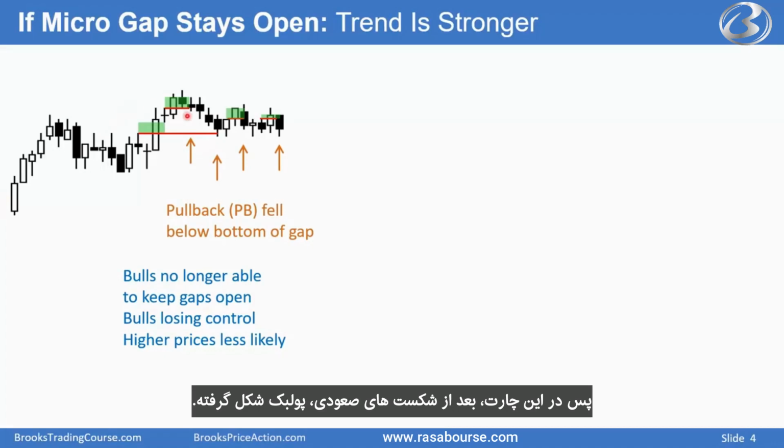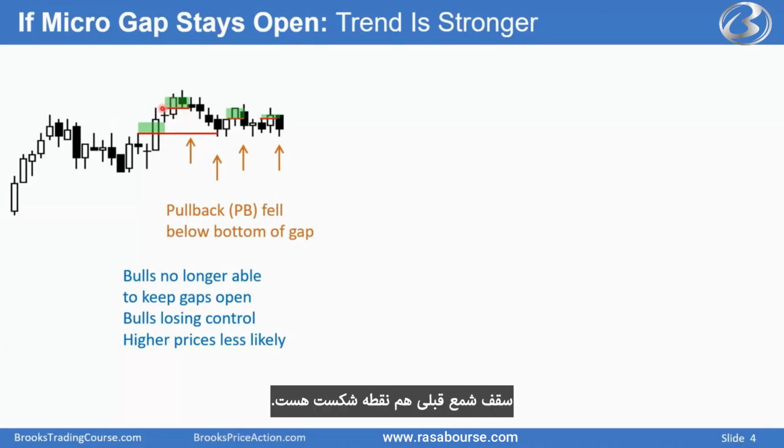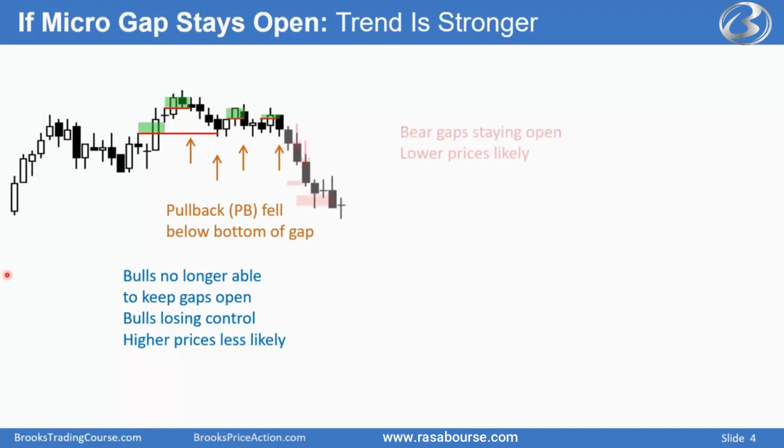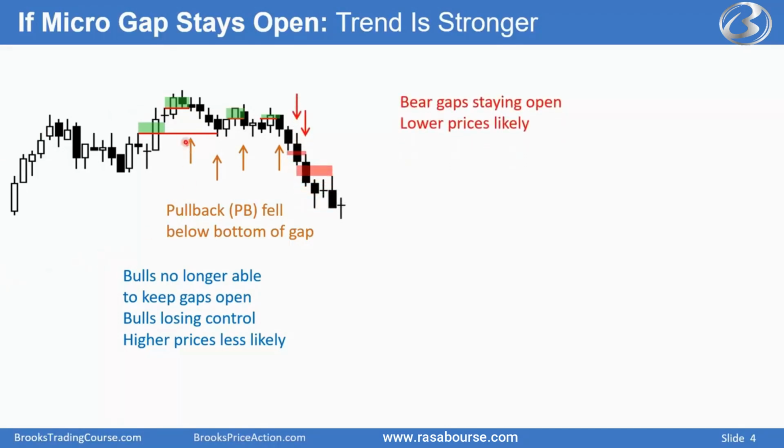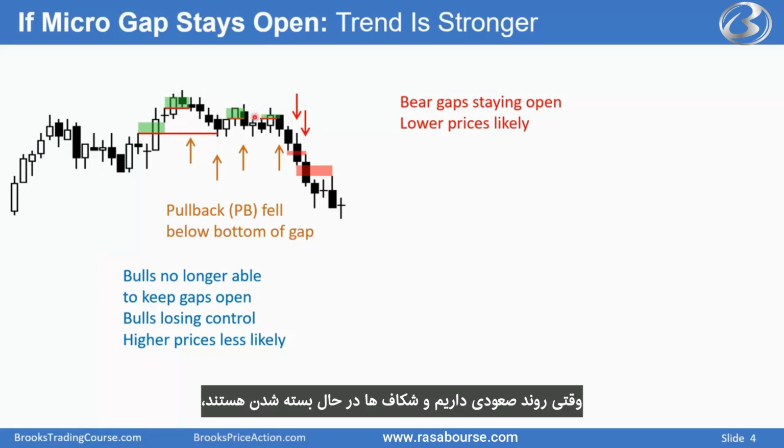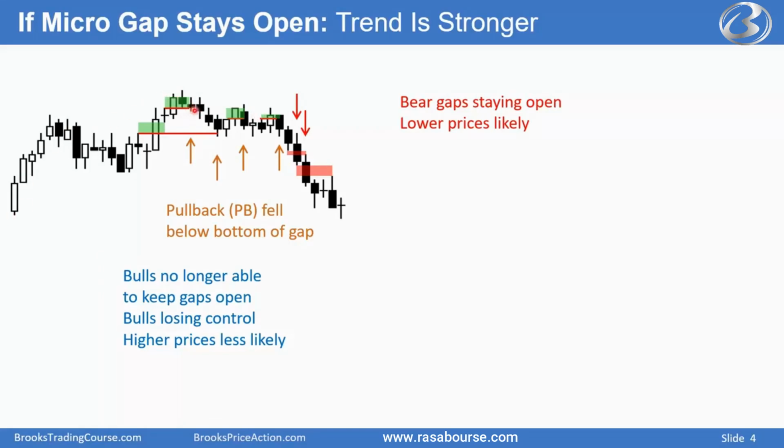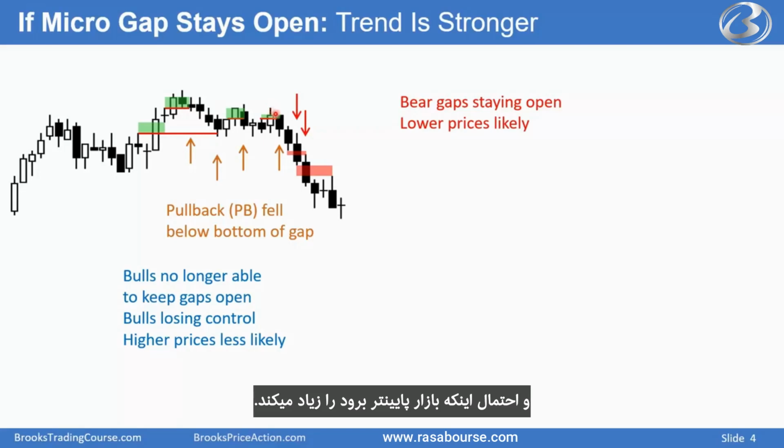Pullbacks falling below breakout points. We have a bull trend bar, so a breakout. The high of any of the prior bars is the breakout point, but the gap closed. The pullback fell below the breakout point. That is a sign that the bulls are not nearly as strong as they could be. When gaps start to close in a bull trend, it reduces the chances that the market is going higher, and it increases the chances that it might go lower.